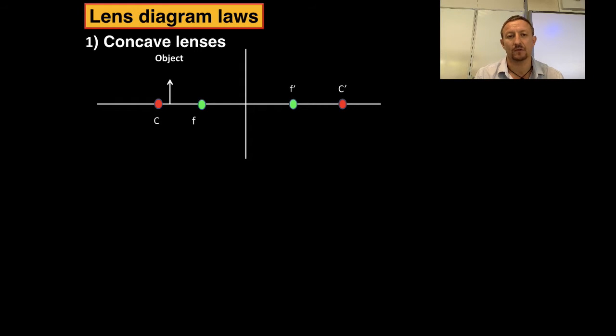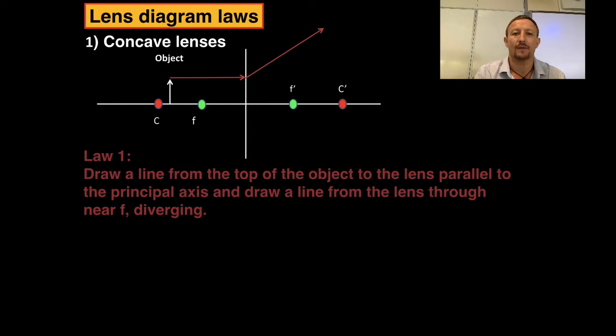So what's the first law? Well, it's just like we did with mirrors. The first law basically goes parallel to the principal axis. Now remember, because we're dealing with concave lenses, we are going to be diverging. So on the right hand side, it's going to be spreading out. Now how do I work out my angle? Well, I basically draw a line from the near focal point to the tip of the arrow, and then I draw my arrow going out as shown here.